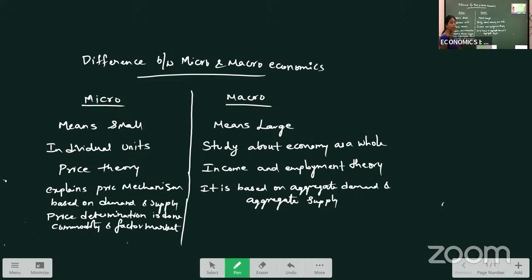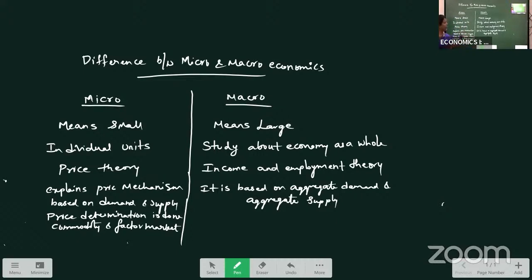What is the commodity market? Commodity market means where goods are purchased and sold. What is the factor market? Where all the factors of production are bought and sold. Factors means our land, labor, capital, organizer. These are also sold in the market, and that market is called the factor market. So price is determined in both the commodity market as well as the factor market.